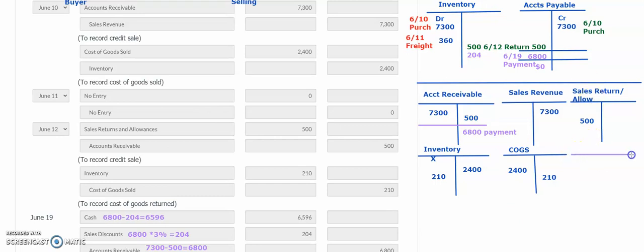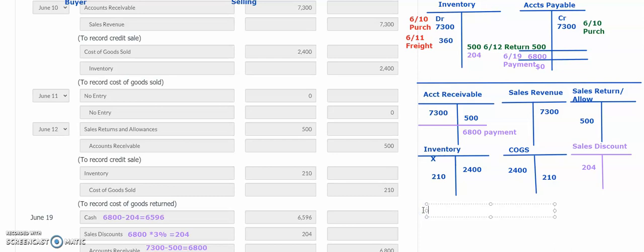One last account I want to include here is our sales discount account. And this is going to be a contra revenue account because the full amount of our sale was not the $7,300 minus the sales return. We also offered a discount, so that reduces our amount of revenue. So I need to record that as a debit.